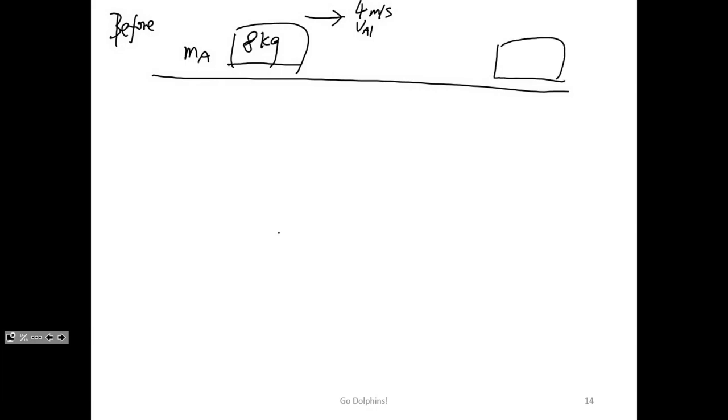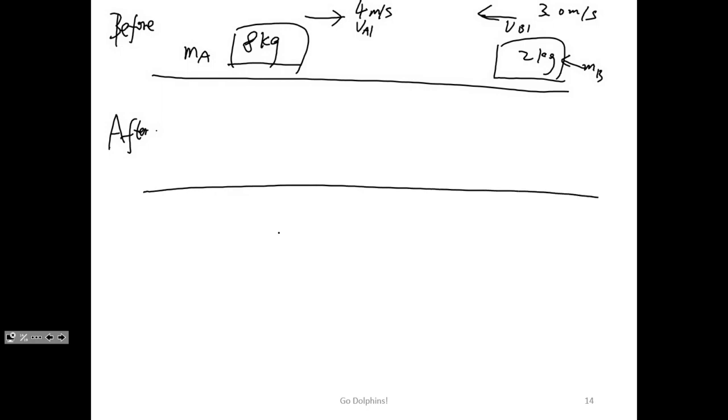And then you have 2 kilogram moving 3 meters per second, VB1. This is MB. This is before the collision. And then after the collision, what do we have? We have 8 kilogram moving 2 meters per second. Now we call it VA2, final velocity of object A.